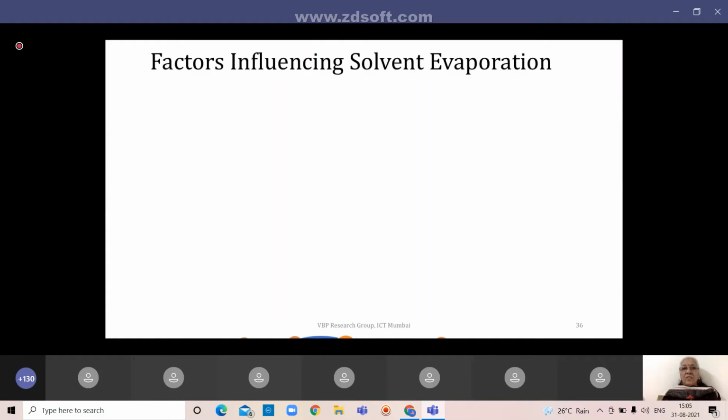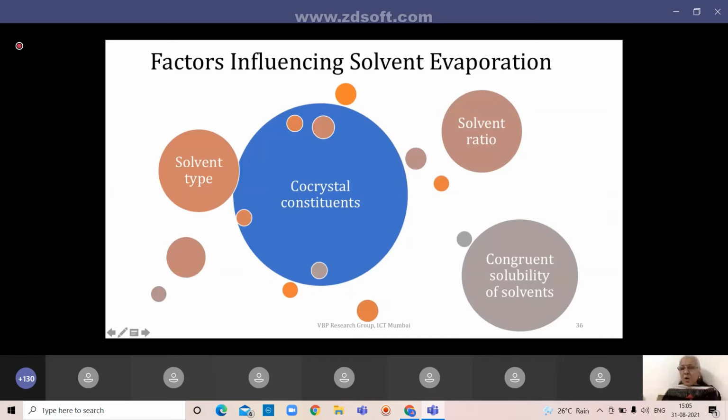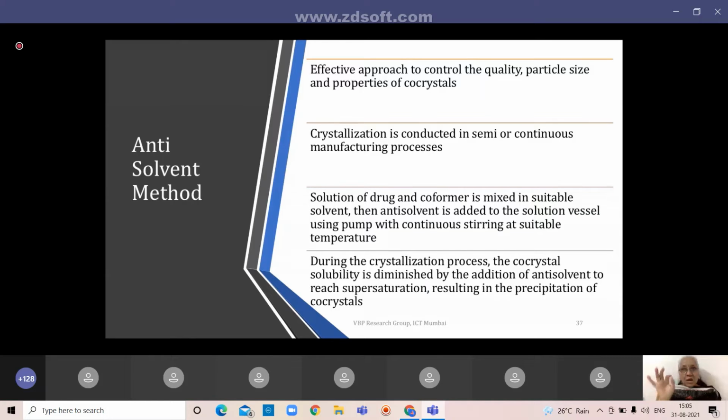So there are many factors which influence solvent evaporation. Obviously you'll look at the solvent type, the ratio which you'll be using, and whether you're using congruent solubility of solvents or not. Many people make that mistake. They do not select a solvent in which both the co-former and the drug API are soluble. As a result, you may have differential solubility, and at different times they'll precipitate out. So you get a solid mass, but that solid mass is separate API and separate co-former. You don't want that. So use a congruent mix. For that, you have to understand chemistry well, you have to understand polarity well. And that's why we put so much focus on it in our undergraduate study. I'm sure Dr. Urmila Joshi will agree with me how important understanding of polarity of a molecule is.